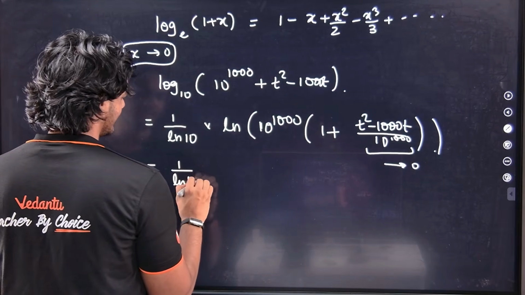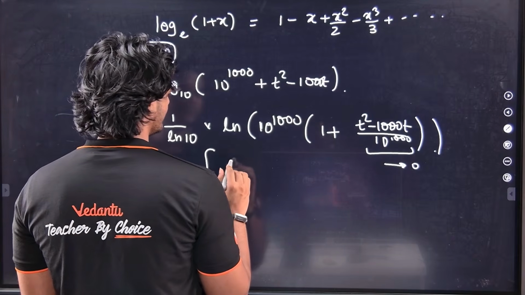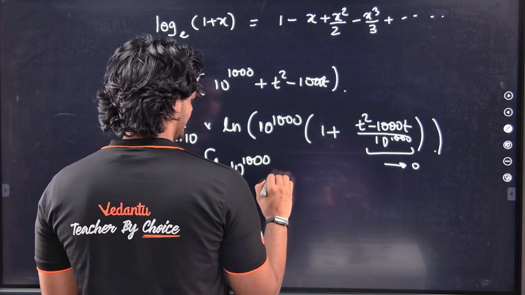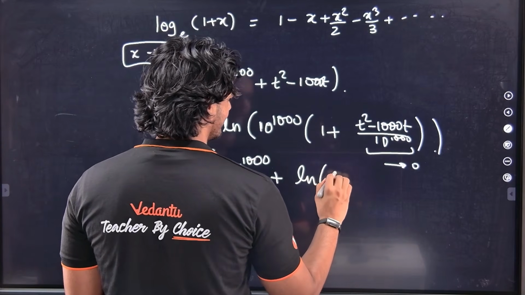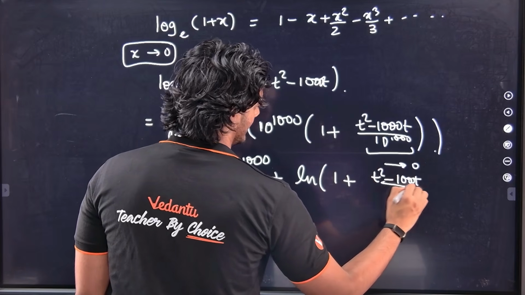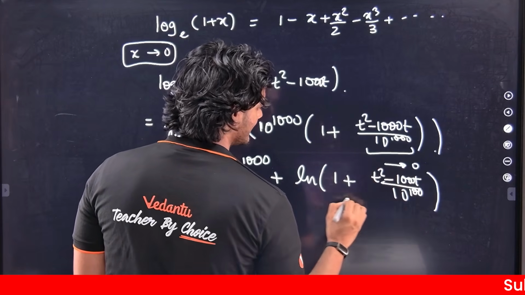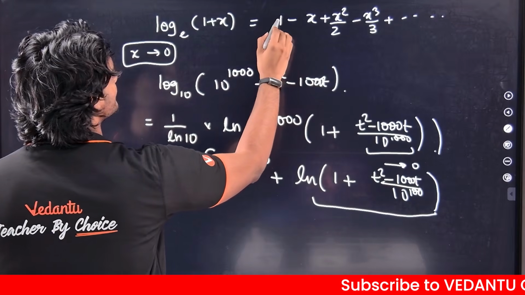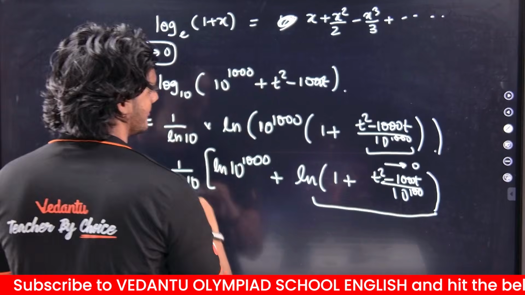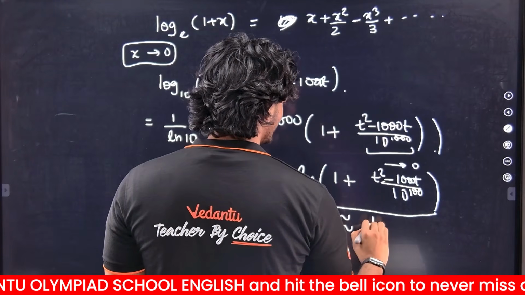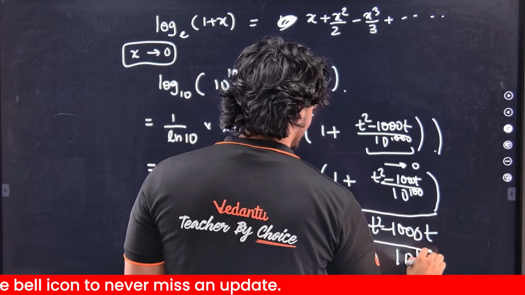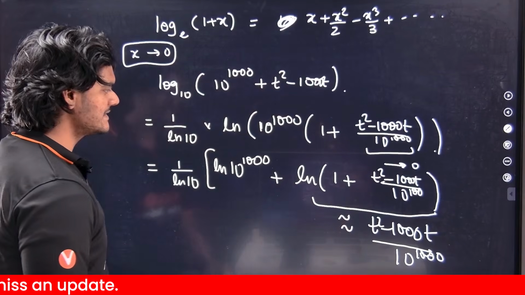1 by natural log 10 into natural log 10 power 1000 plus natural log of 1 plus this small quantity t square minus 1000 t by 10 power 1000. Now you can approximate this. By the way, I don't think there is a 1 here. It is simply approximately 1. So this will be approximately equal to t square minus 1000 t by 10 power 1000, right?